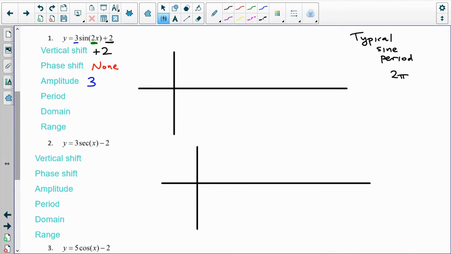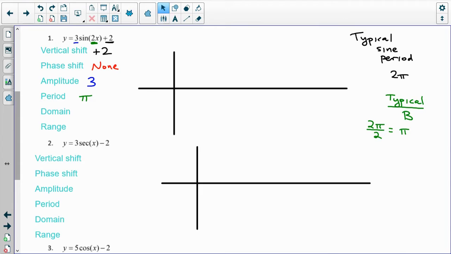And what we're going to do in order to figure out what the period of any sine, cosine, secant, cosecant, tangent, cotangent graph is, we're going to take the typical period and divide it by b. So in this case, the typical period for sine is 2 pi. And then we're going to divide it by 2 because in this problem, 2 represents b. So the period is pi.